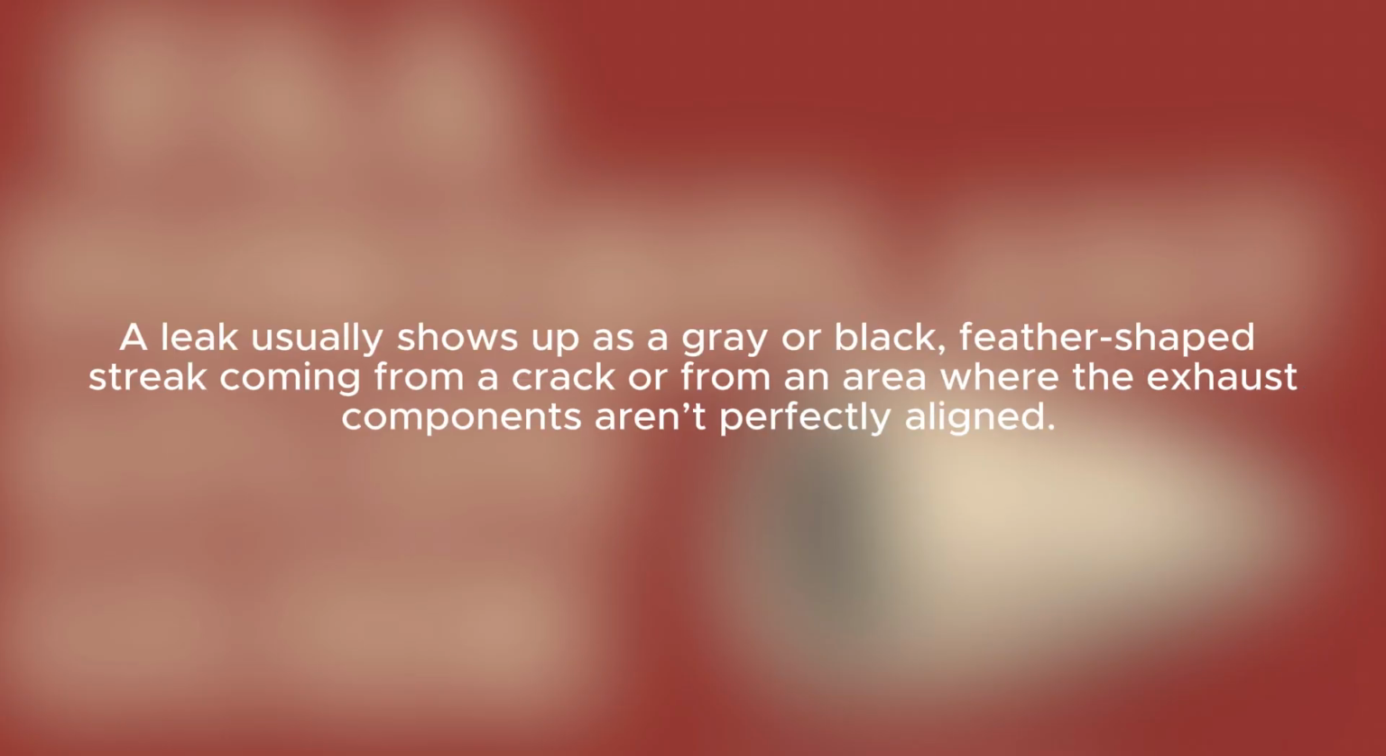How can you tell if there's a leak in an aircraft exhaust system? A leak usually shows up as a gray or black feather-shaped streak coming from a crack or from an area where the exhaust components aren't perfectly aligned.